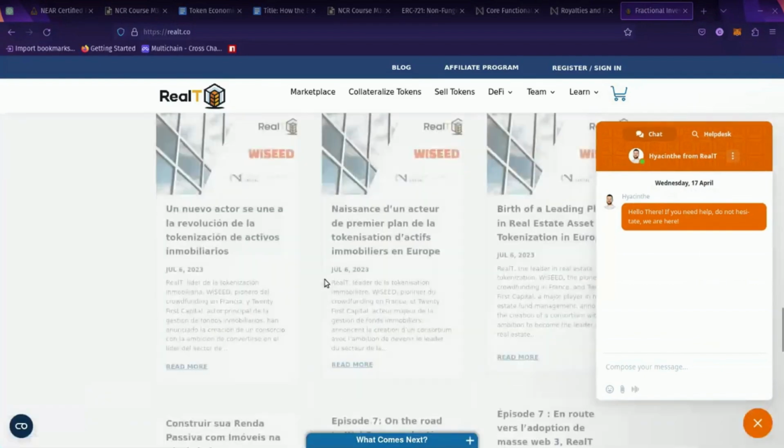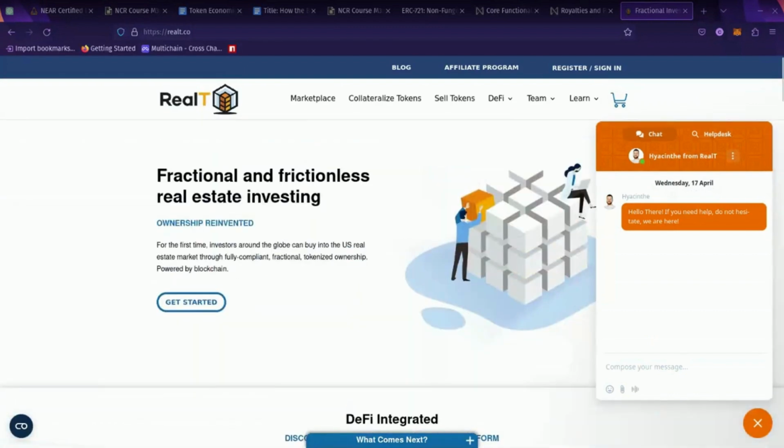This has been around for a few years now. I'll drop that link in the chat for those that might want to learn about, okay, well, how does this kind of work? And this is not built on Near, and it says anyone around the globe can invest into US real estate. That is the value proposition.